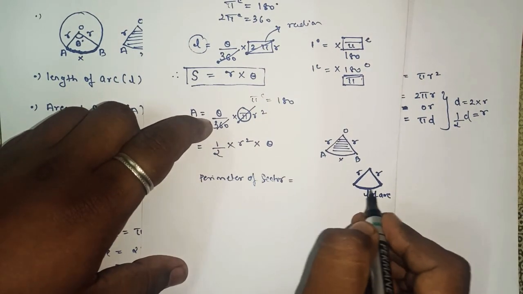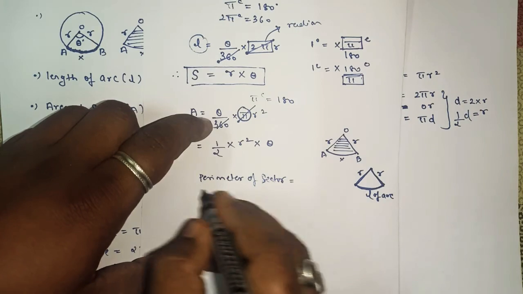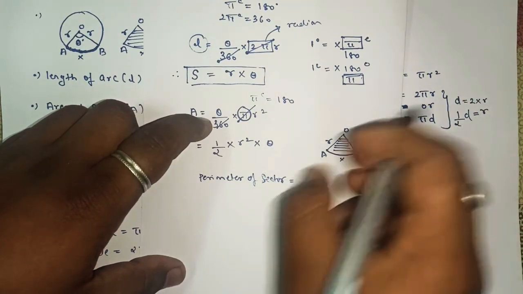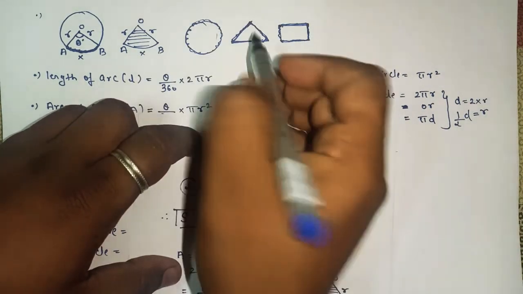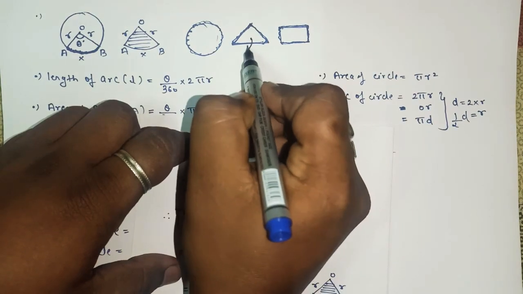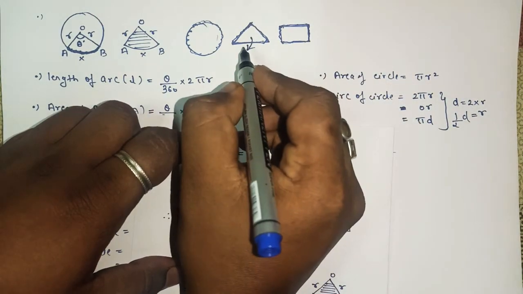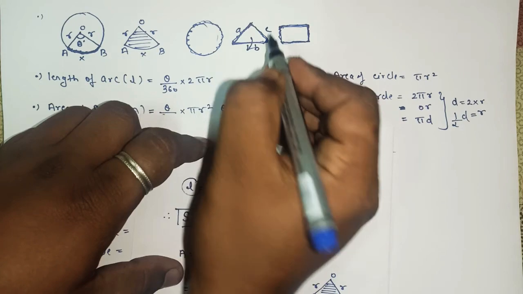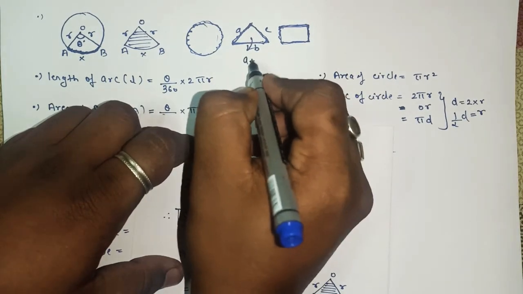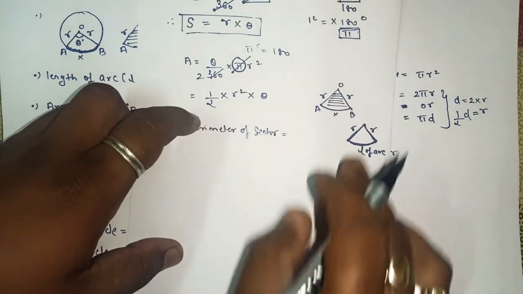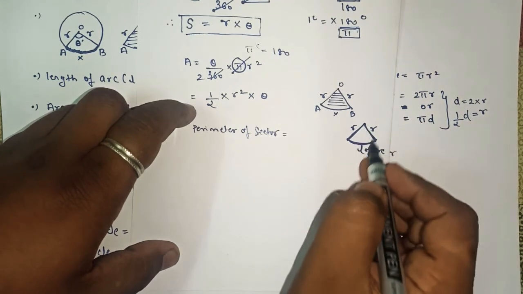As we know, this part is the length of the arc and this is the radius. So perimeter means what? Sum of all the sides. Like here, if you want to find the perimeter of the triangle, suppose this is A, B and C, what we used to do was add all the three sides. So here also we'll do the same thing, we'll add all the three parts.